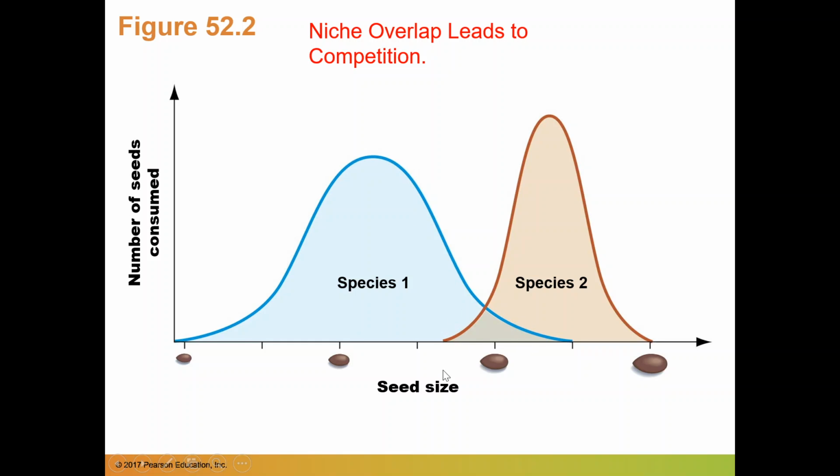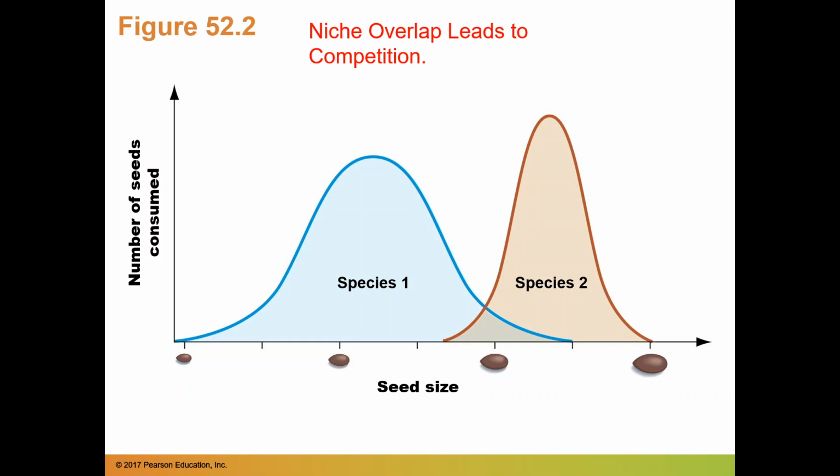So they are now competing for this size of seed. Species 2 is a better competitor for larger seeds. So what do you think is going to happen to species 1? Does species 1 go extinct?